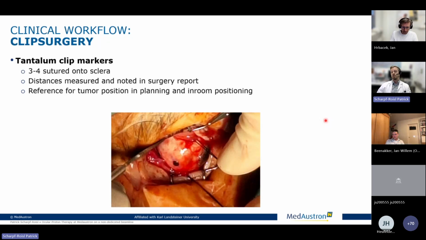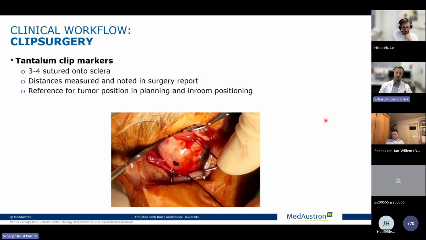In the second step, the patient goes to clip surgery. There, tantalum clip markers are sutured onto the sclera. We usually use 3 to 4 markers at the moment. We measure all the distances between clips, clip to tumor, and clip to limbus, and we note them down in the surgery report. We also put down roughly the position of the clips and the tumor in a fundus projection on the surgery report, and we use it as a reference for the tumor position at the end, because this is the main point for the in-room positioning.